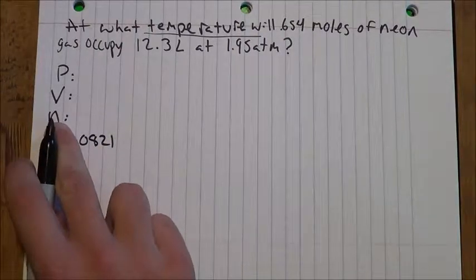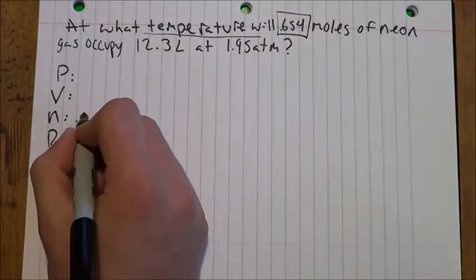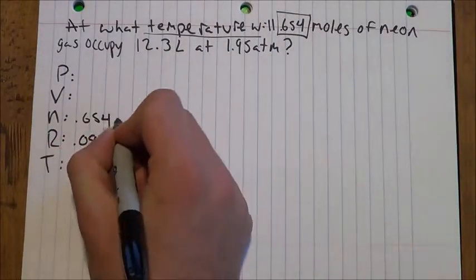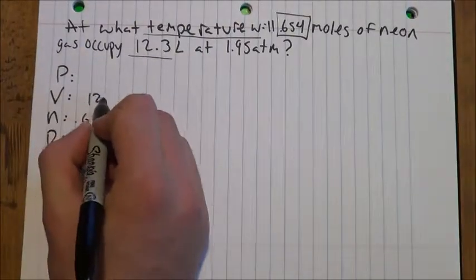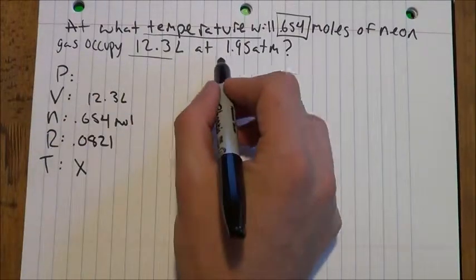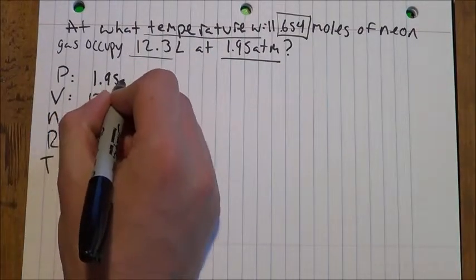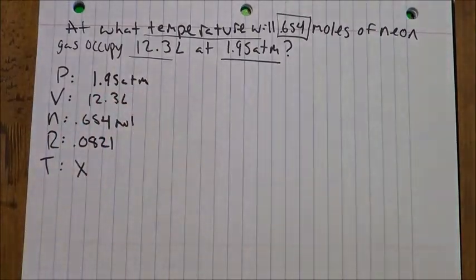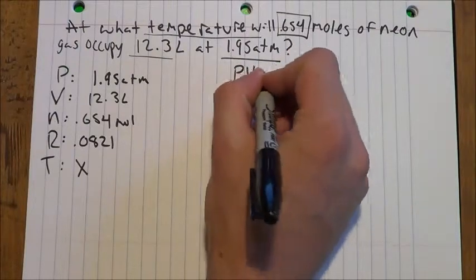N is our number of moles. If you look right here, we have 0.654 moles, so we can write that down. Then our volume is 12.3 liters, and our pressure is 1.95 atm. So now we're going to plug this into our equation.